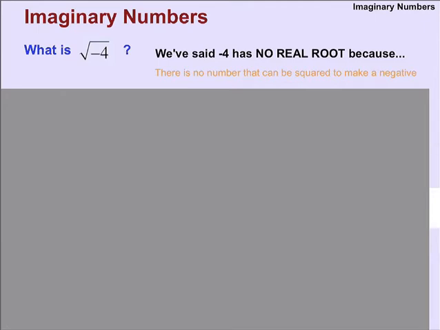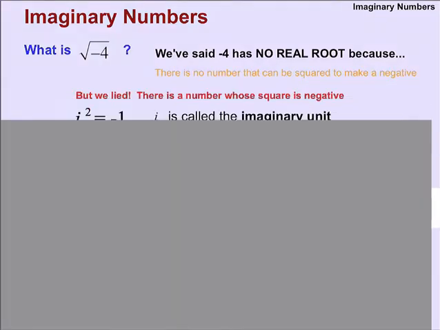This is a short introduction to imaginary numbers. A little bit of background. We've said this a bunch in the last couple of weeks. If you're asked to find the square root of negative 4, we've said that negative 4 doesn't have a real root, or a square root, because there's no number that can be squared to make a negative. Right? If you try and take negative 2 and square it, it's not negative anymore. So what could you possibly square to make a negative number?